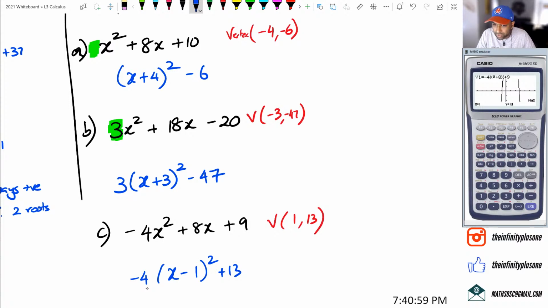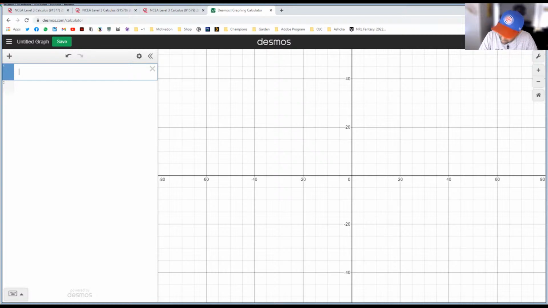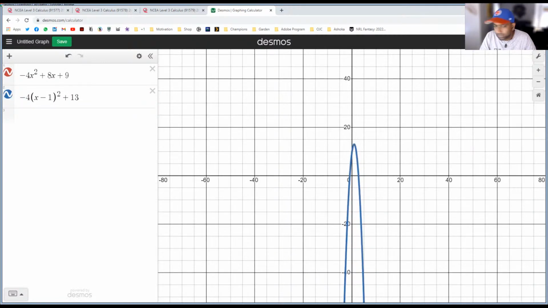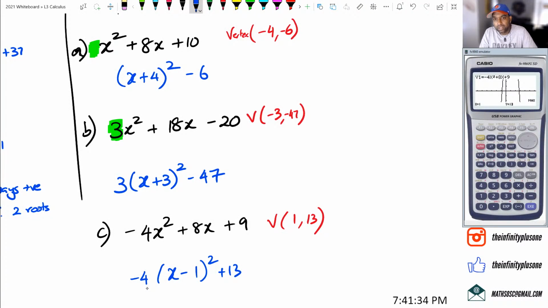Okay, I'm just going to switch over to the screen, guys. So the question you asked was -4x squared plus 8x plus 9. Is that the same thing as saying -4 times x minus 1 squared plus 13? Look, they match up. Yep, so it absolutely works by the looks of it. So for an inverted parabola, all you got to do is make sure you look for the max, get the vertex, and there you go.